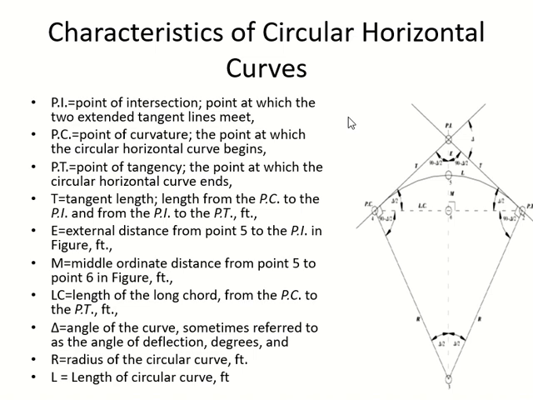If this angle is delta, then the angle between this and this is delta by 2. Now this is the chord, and this is the tangent, and this length is represented with T.